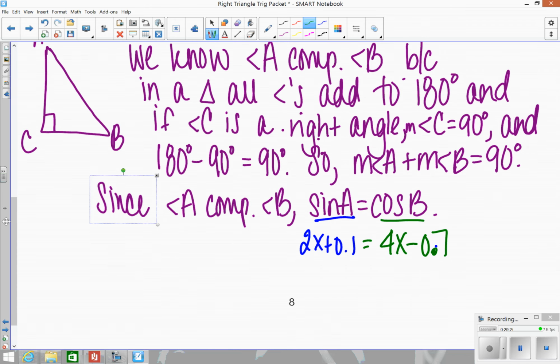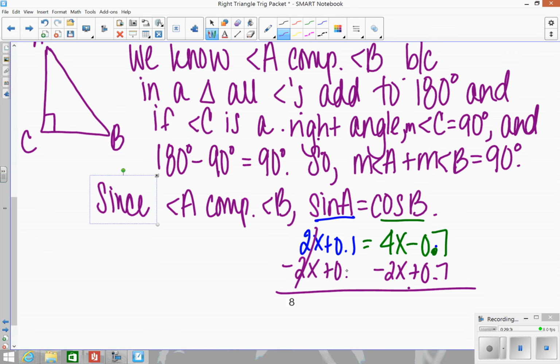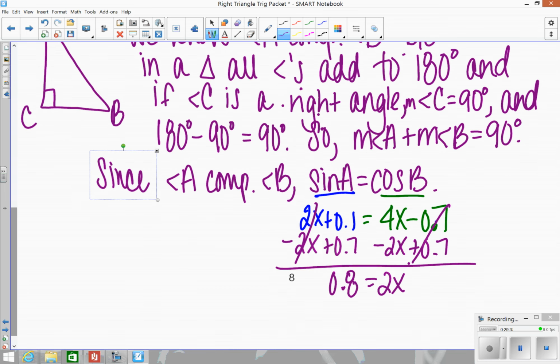So it's just an equation we solve. Subtract 2x from both sides, and then I'm going to go ahead and add this 0.7. So I get 0.8 equals 2x. Divide by 2, and we get 0.4 equals x. So that's it. Basically, it's just using the theorem a different way. Instead of saying that we add the two angles, they gave us what sine and cosine equaled. So we set them equal and solve for x that way.